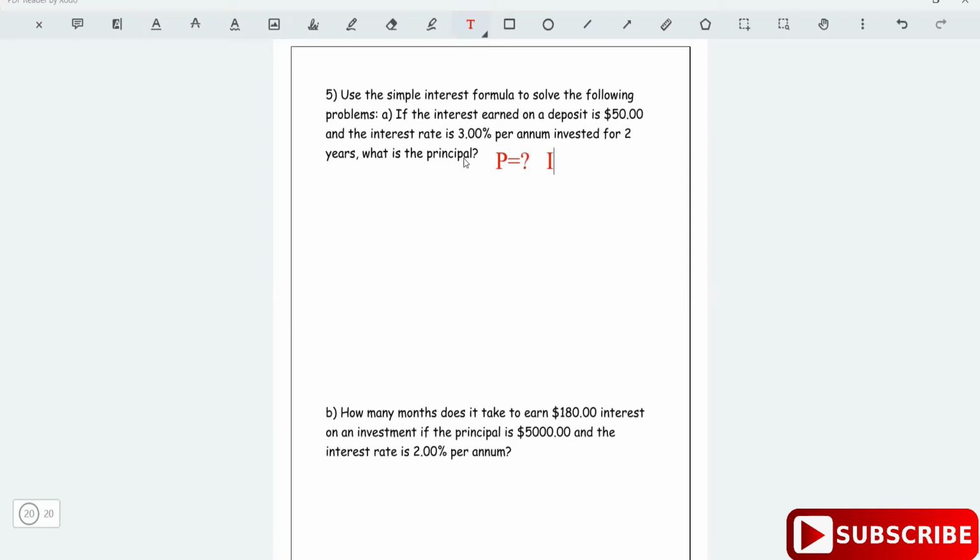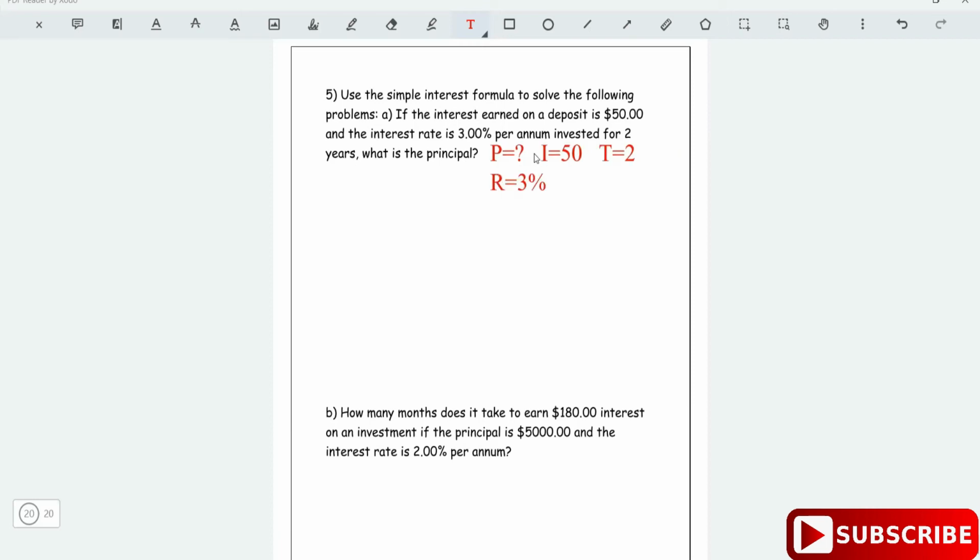The interest, we know. The interest is $50. What else do we know? We don't know the principal, but we know the interest. The time, T, is 2 years. And what else do we know? The rate, they give us the rate is 3%.